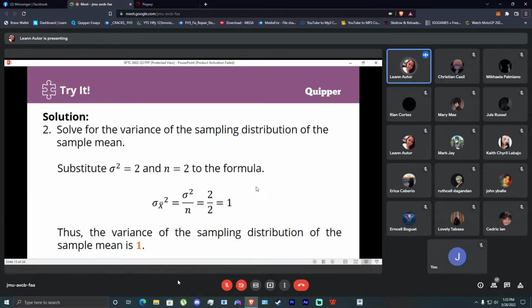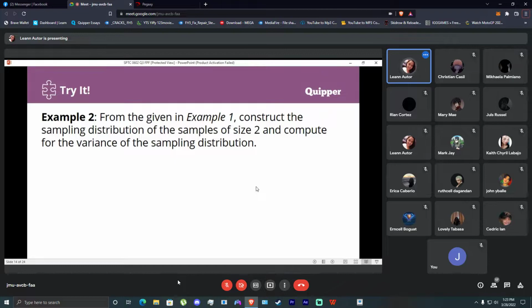Okay, an example for this one. From the given in example number 1, we are asked to construct the sampling distribution of the samples of size 2 and compute for the variance of the sampling distribution. Are you still familiar, or do you still remember how to construct a sampling distribution? Do you still remember our previous discussion, how to construct a sampling distribution? Yes, ma'am.